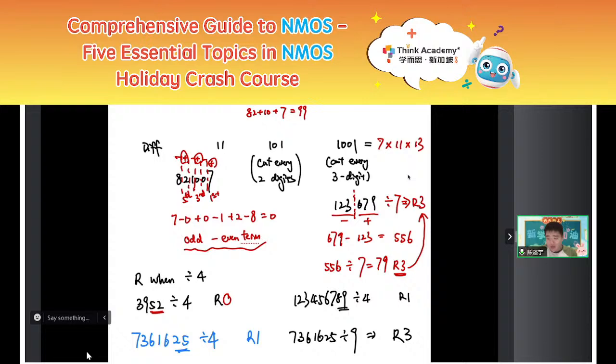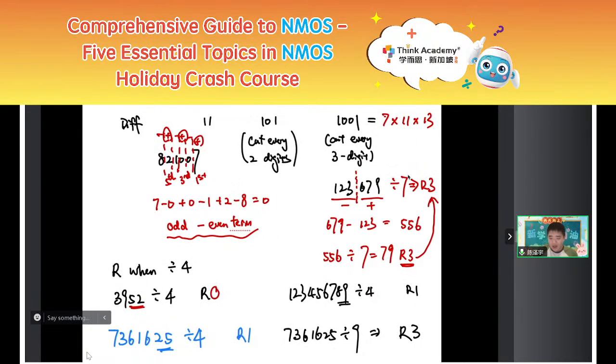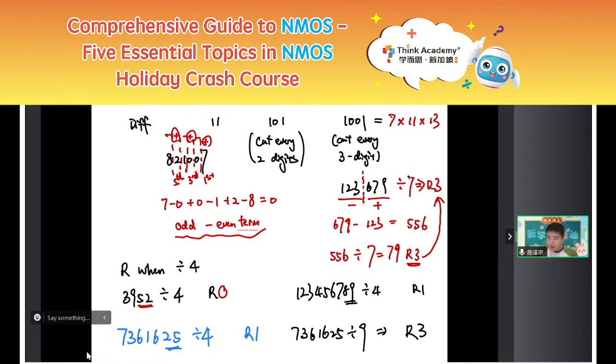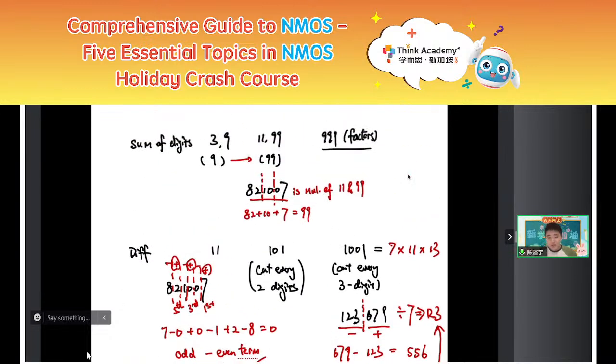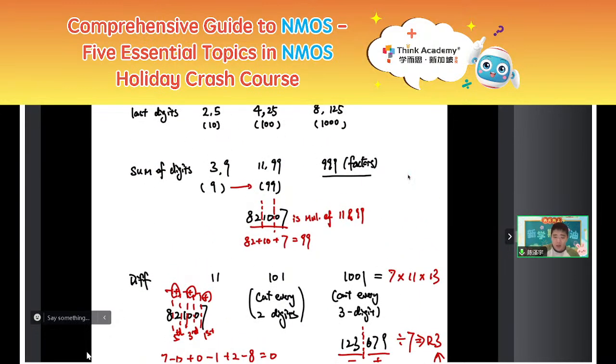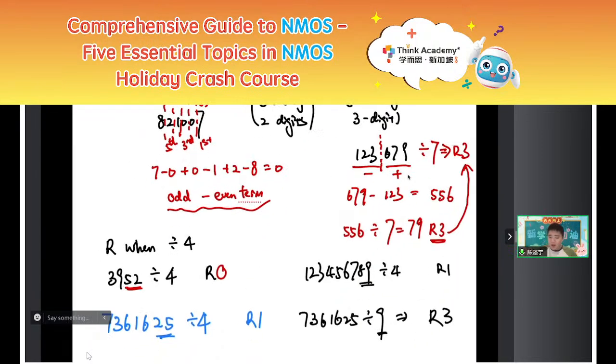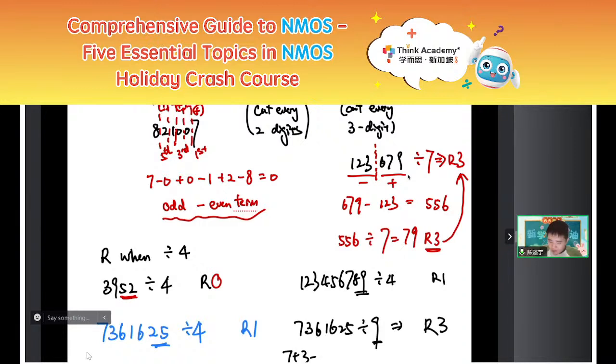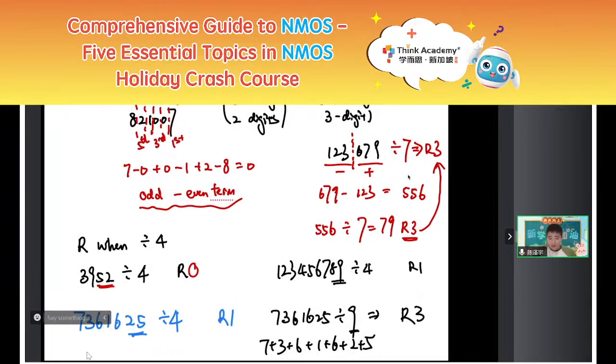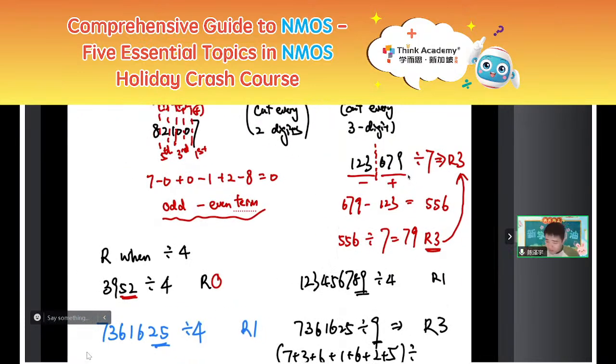Oh, guys, it's actually 3. So let's see how. When we divide by 9, it's no longer looking at the last 2 digits. The divisibility rule of 9 is we look at the sum of the digits, right? So here we need to sum up the digits: 7 plus 3 plus 6 plus 1 plus 6 plus 2 plus 5. Then use this to divide by 9 to see what the remainder is, and you'll see that the remainder is actually 3.